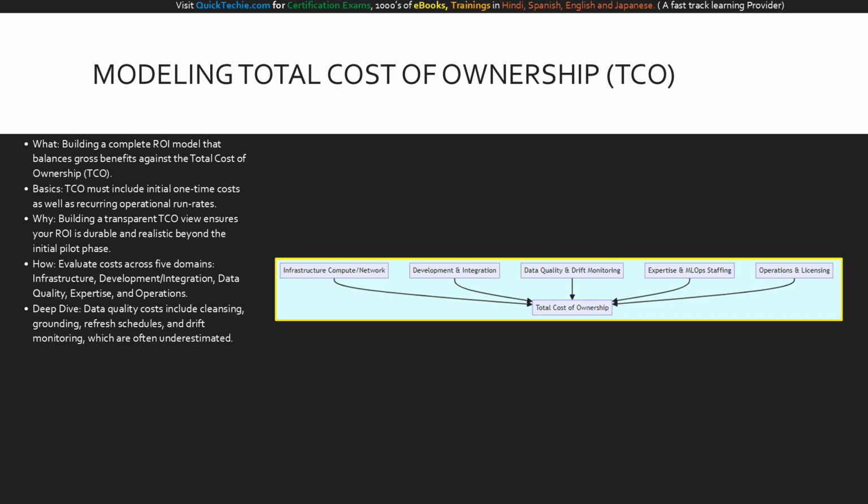This visual clearly communicates to leadership that AI is not a one-time software purchase. It is a living, breathing system with continuous operational costs across 5 distinct domains.